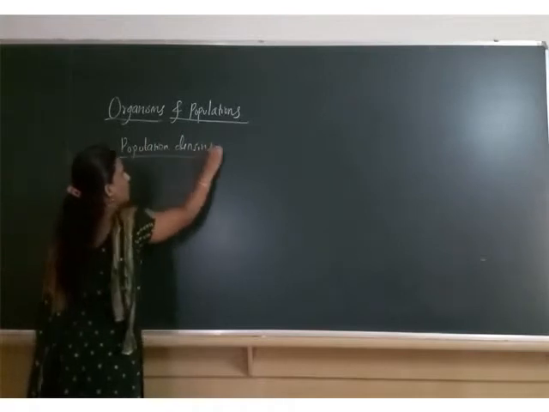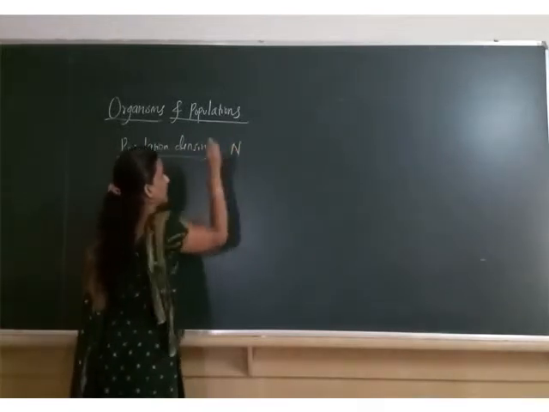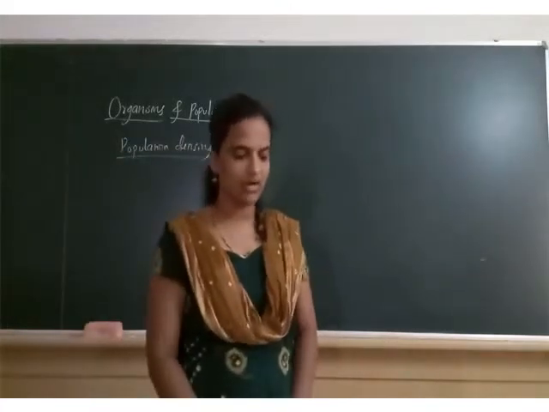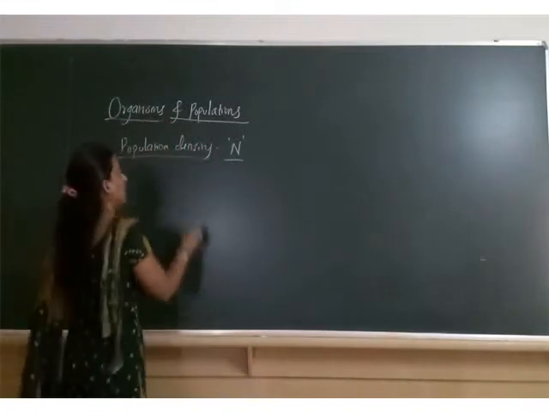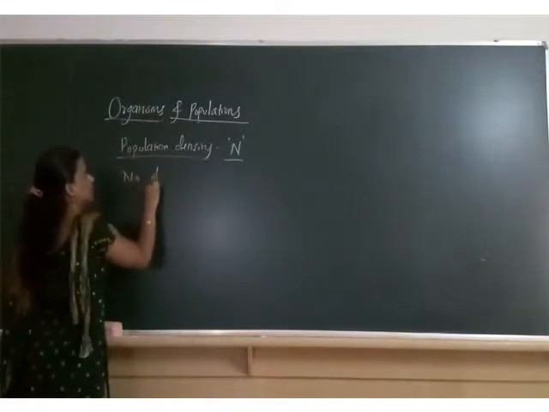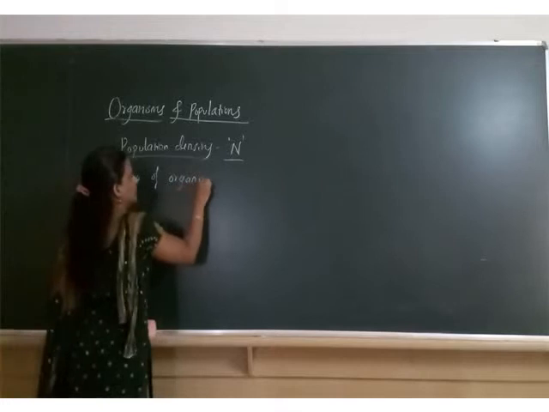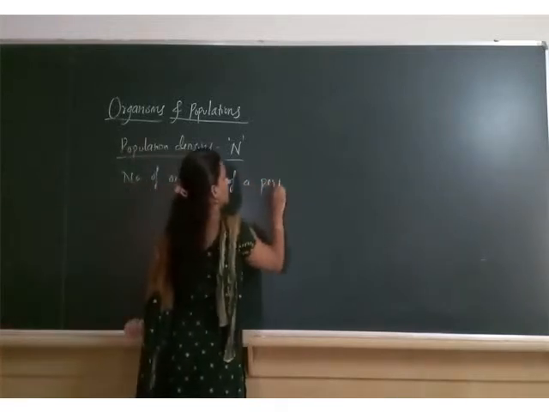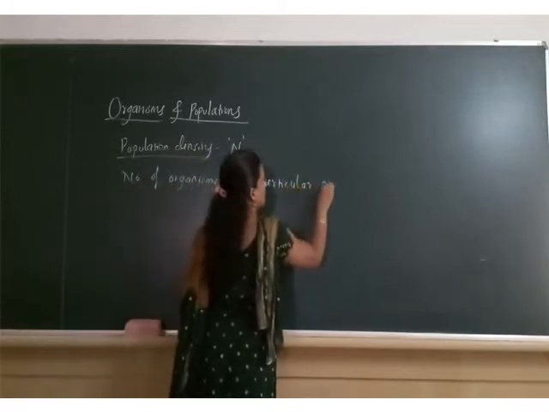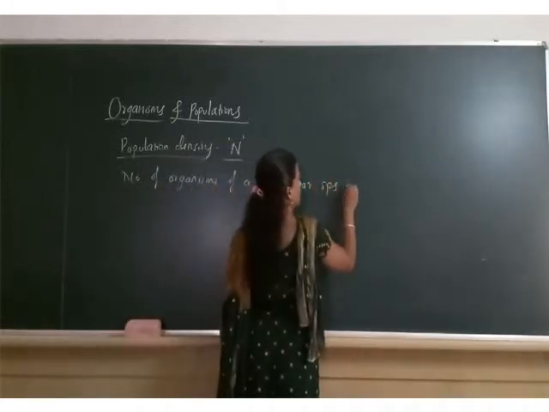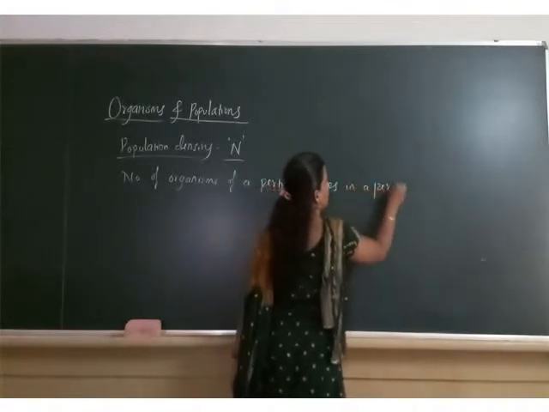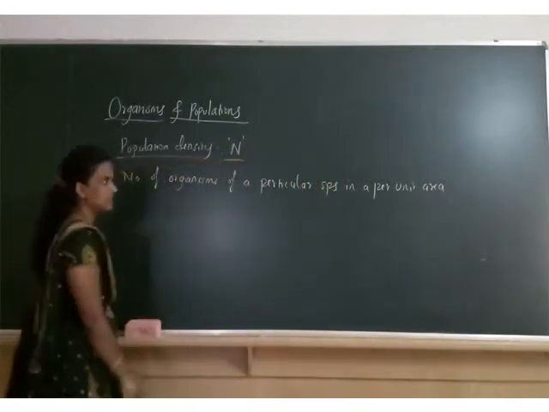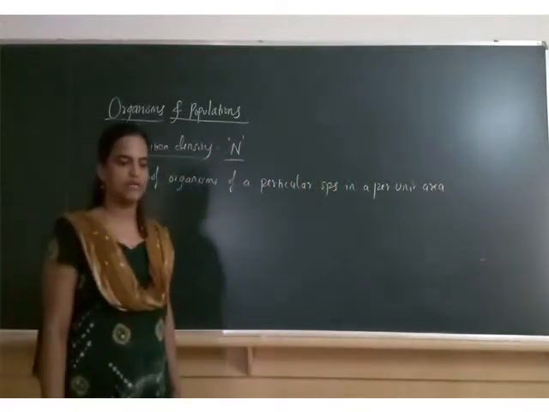density. Okay, population density, and it is represented by capital N. What is population density? The number of organisms of a particular species in a per unit area is called population density, and it is represented by capital N.